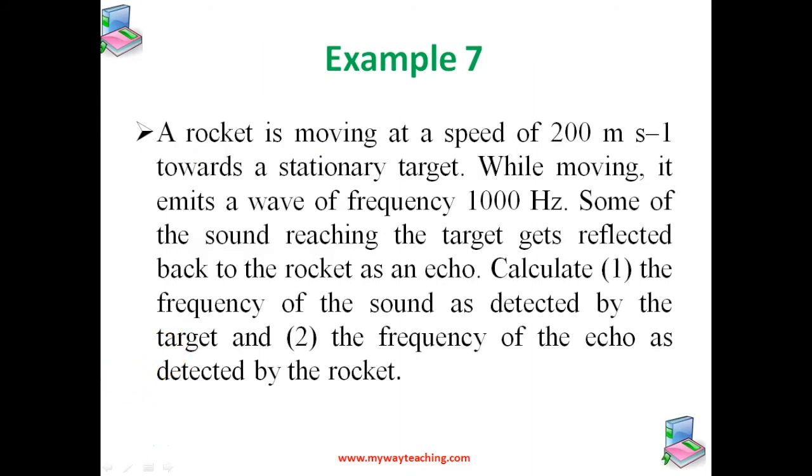Now let us see one more simple problem. A rocket is moving at a speed of 200 meter per second towards a stationary target. While moving, it emits a wave of frequency 1000 Hz. Some of the sound reaching the target gets reflected back to the rocket as an echo. Calculate the frequency of the sound as detected by the target and the frequency of the echo as detected by the rocket.